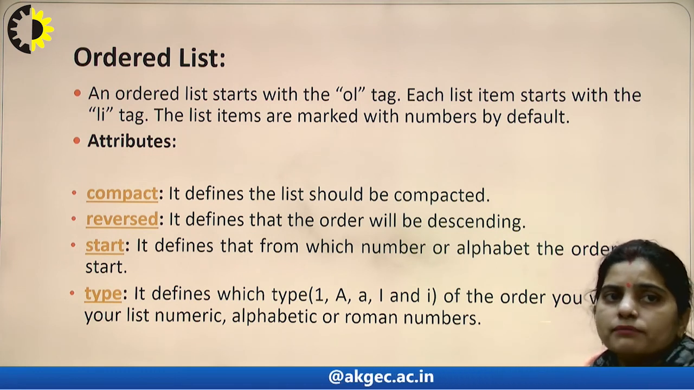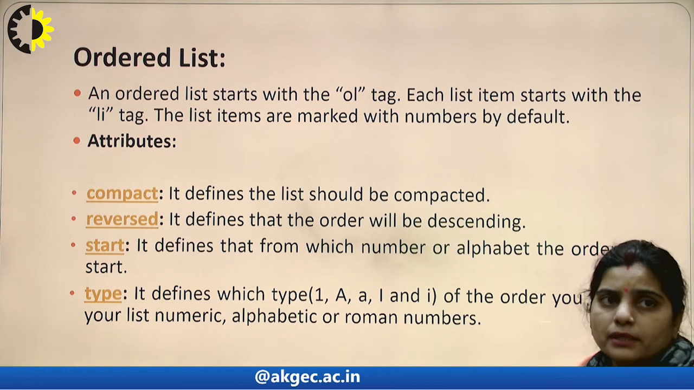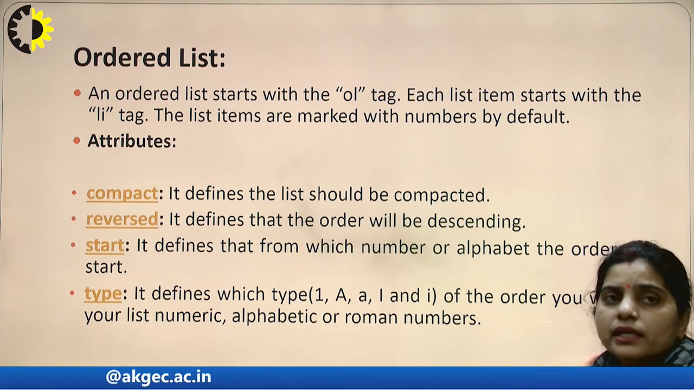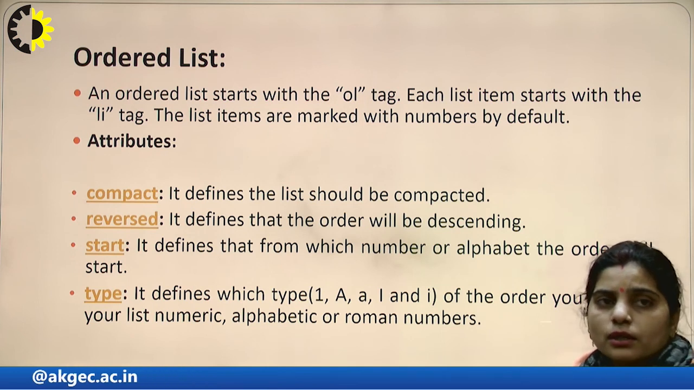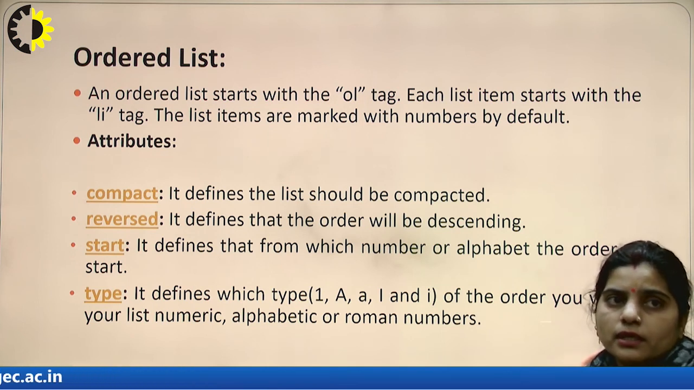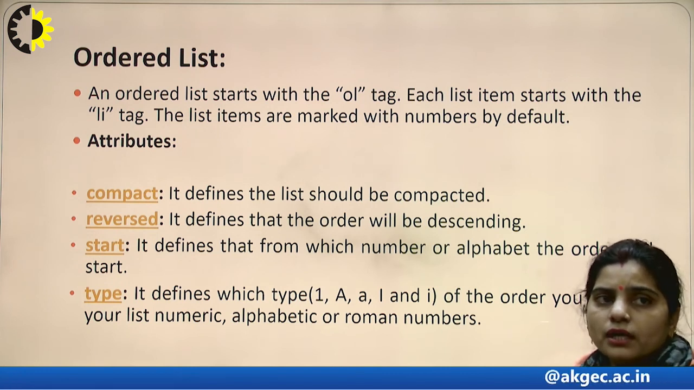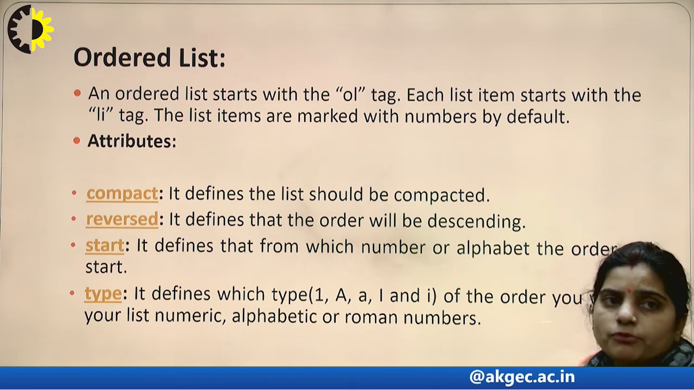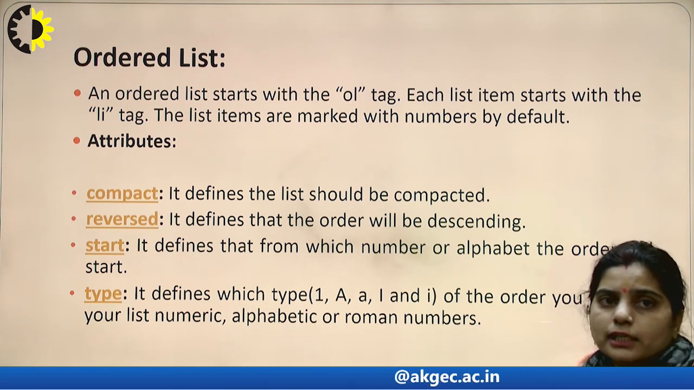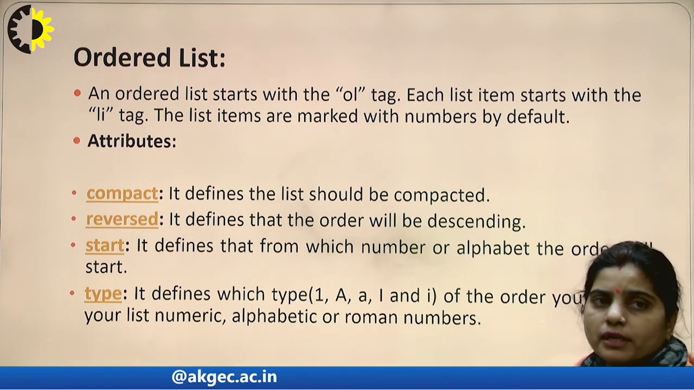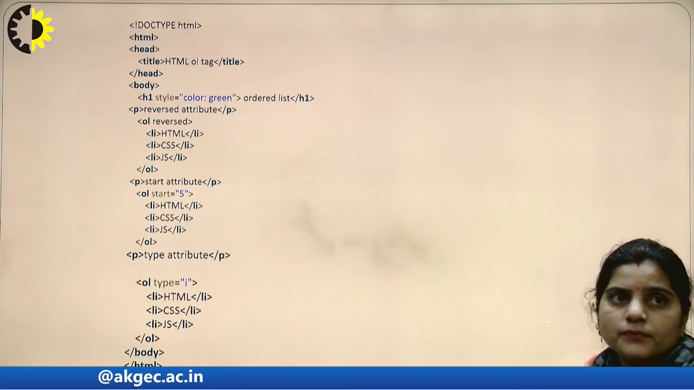Similarly, compact defines that the list should be compacted, and if we use the attribute reversed, then it defines the order of the list in descending order. Start defines from which number or which alphabet you are going to start the order of the list. The last one is type, which defines the type of order you want in your list, just like numeric, alphabetic, or Roman numbers.